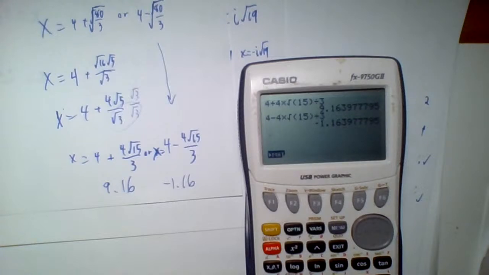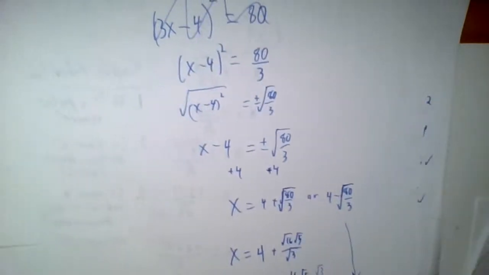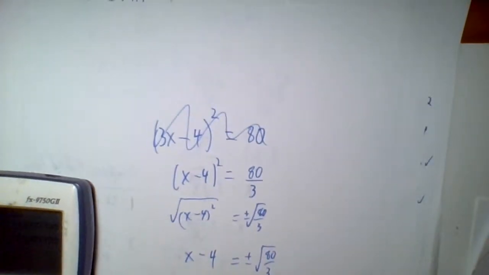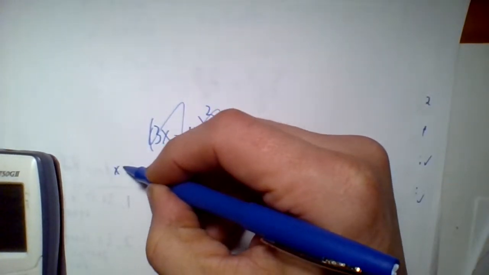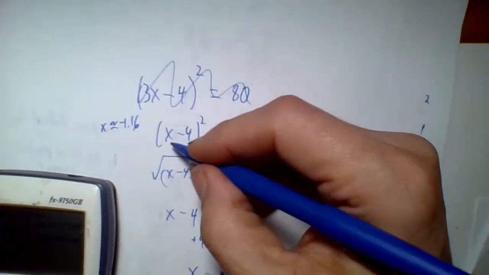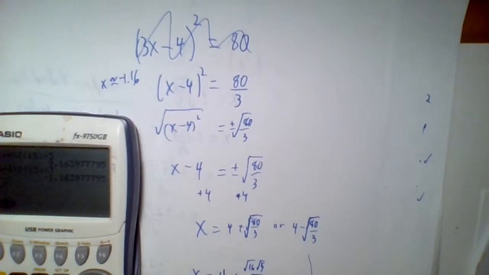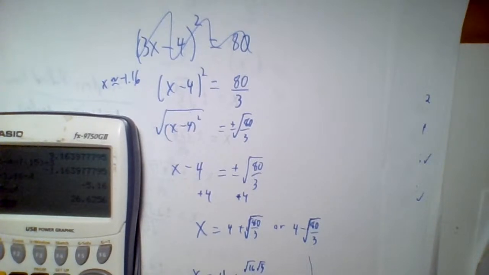In that form, I could actually do a check in the original equation. I'm going to take a minute. I'm not going to wrap this up, but if I take a number like that and check it in the original, it should work out okay. x is approximately negative 1.16. Then I can plug that in. Negative 1.16 minus 4. Square that. I get 26 point something.